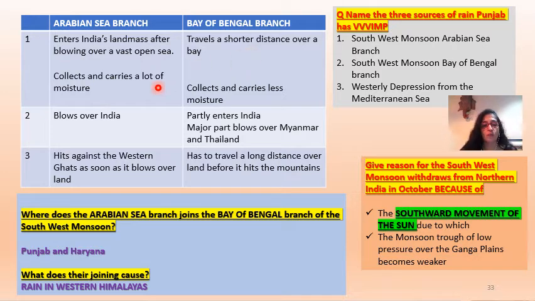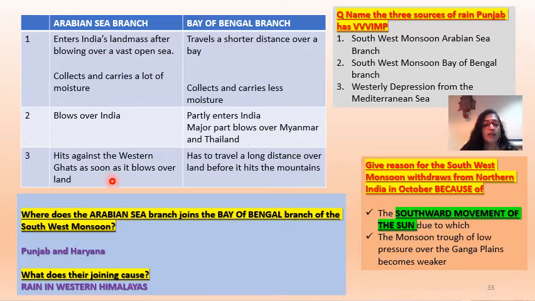lesser moisture. The Arabian Sea branch blows completely over India. The Bay of Bengal branch partly enters India, deflects and goes up the Indo-Gangetic plain on one side and the Brahmaputra on the other side. A major part of it goes towards Myanmar and Thailand.